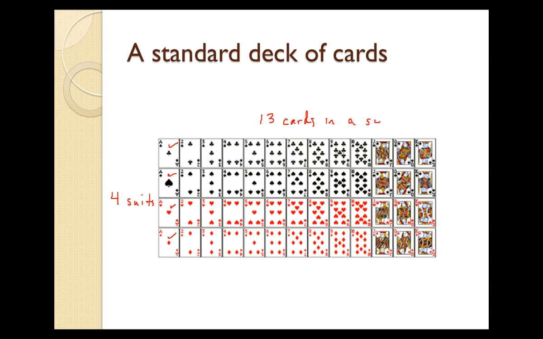So you've got your ace, and then the numbers 2 up to 10, and then what we call the face cards, because they have a face on them. Makes a lot of sense. So these are the face cards: a jack, queen, and a king. And again, there's 52 in total. So we may reference this visual today as we do some examples.